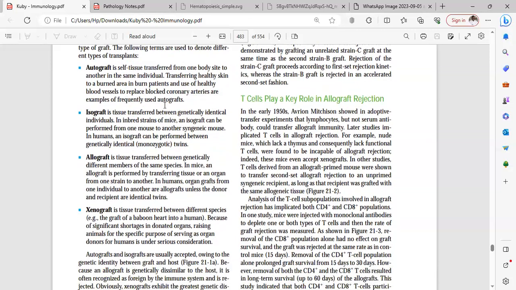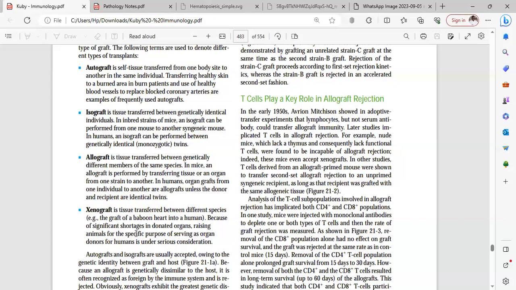And then for allografts, an allograft is transfer between genetically different members of the same species. This is now where we come in, where we get donors, from one unit to another. Allograft is one that we are basically used to, as long as there are some things that we need to meet in order to have that transplantation happen. A xenograft is a tissue transfer between different species.